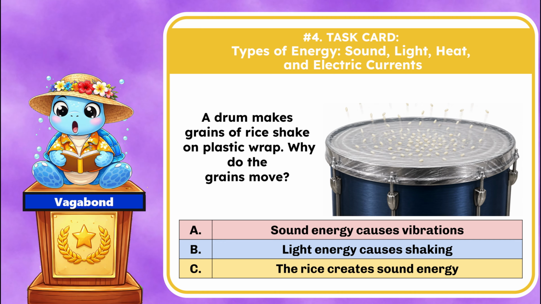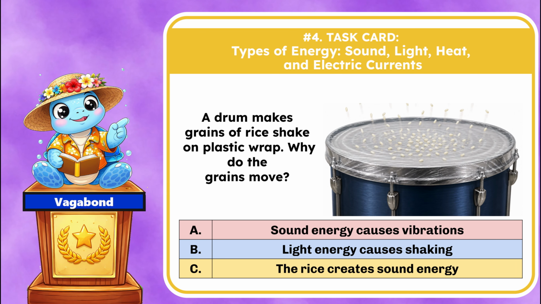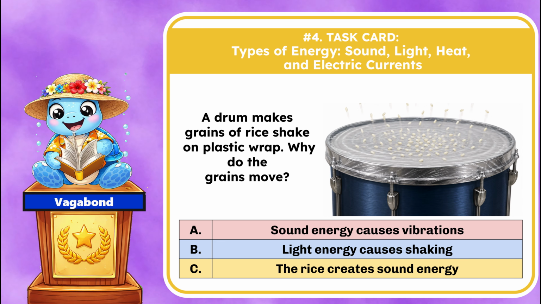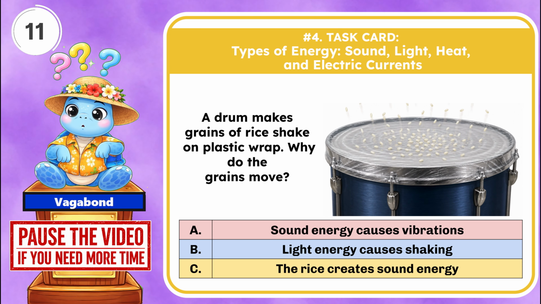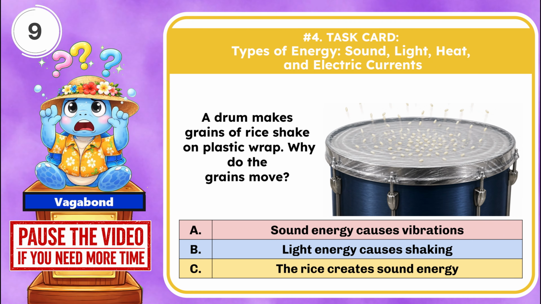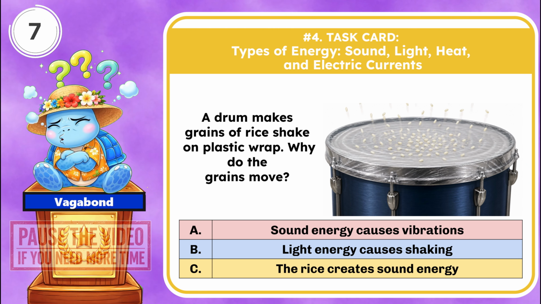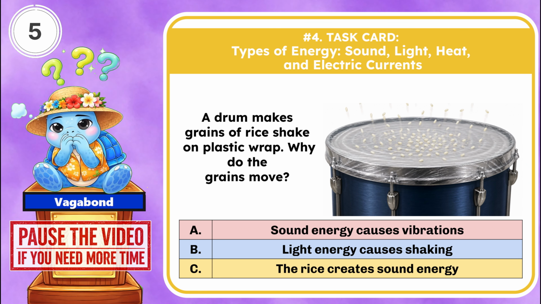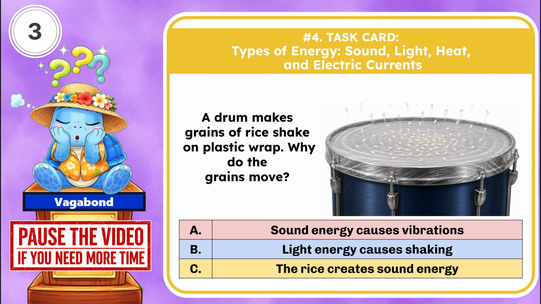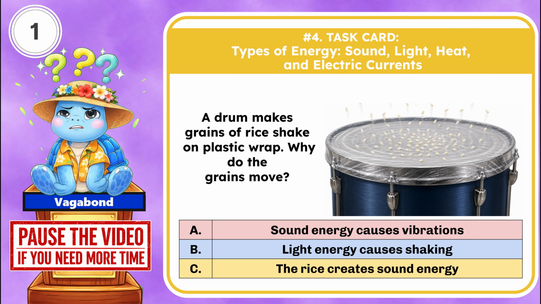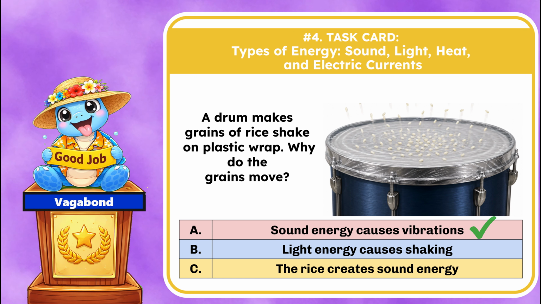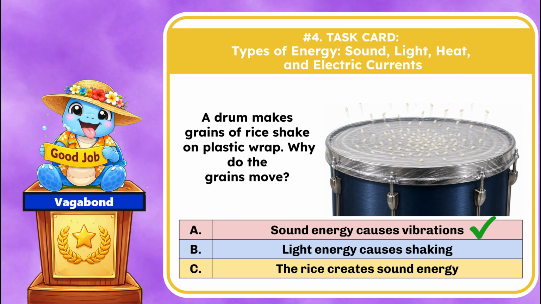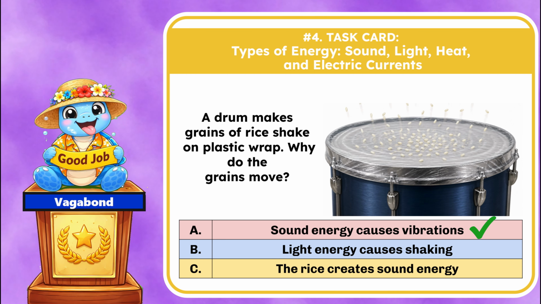A drum makes grains of rice shake on plastic wrap. Why do the grains move? And the correct answer is letter A, sound energy causes vibrations.